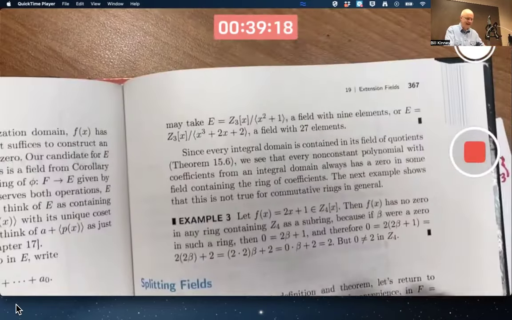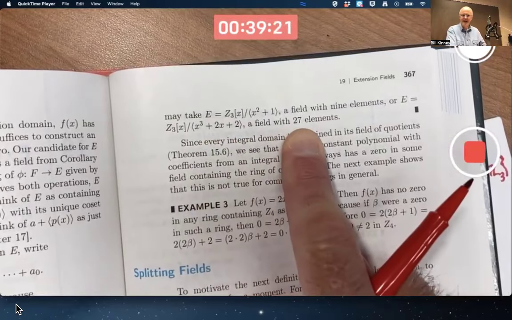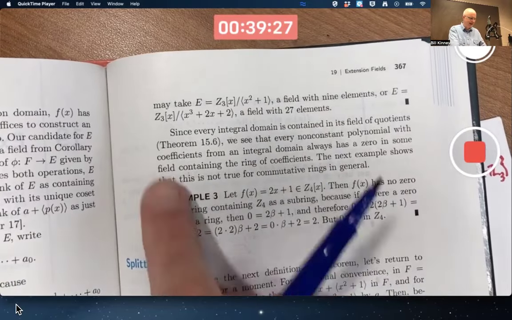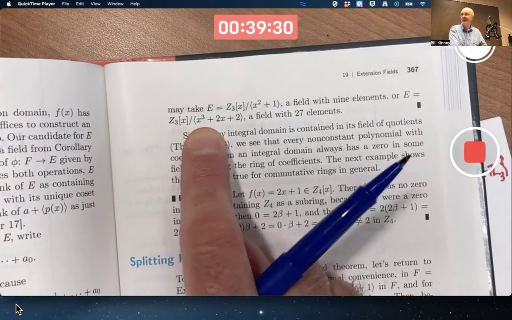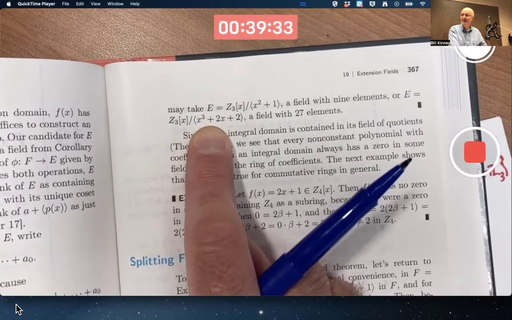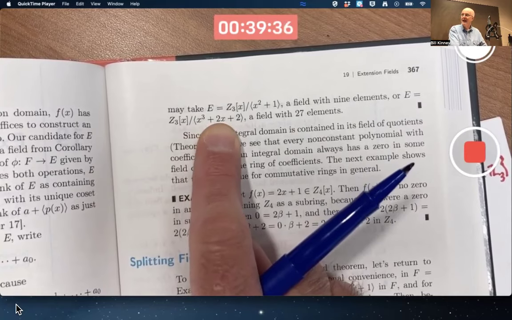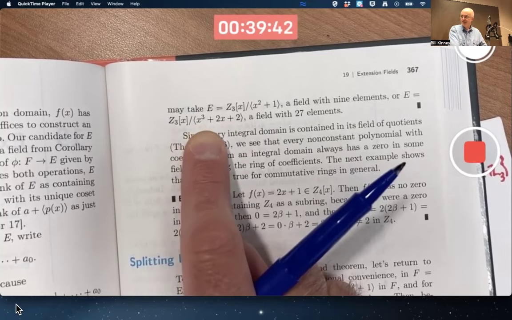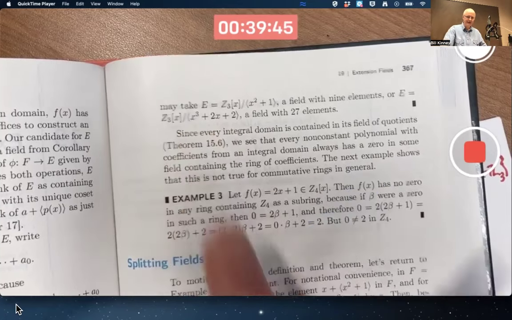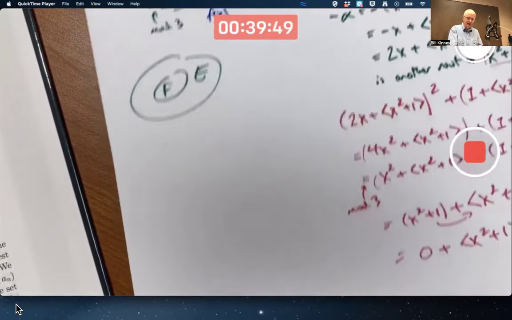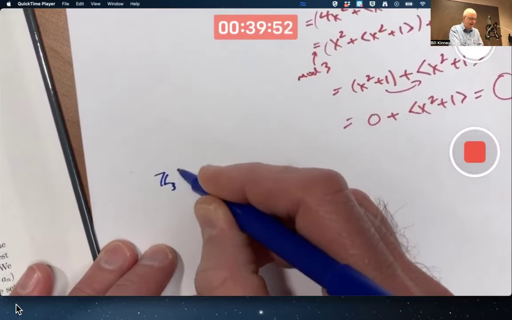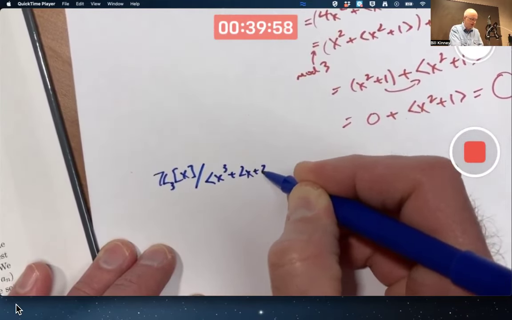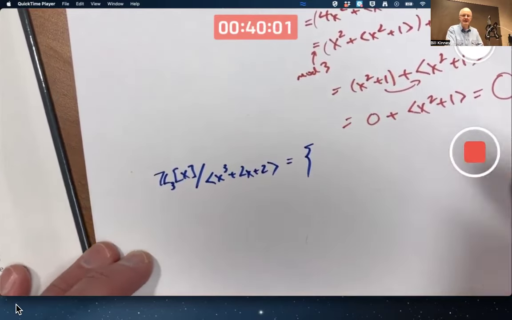We also could take this to be an extension field, and it's got 27 elements. Why does that have 27 elements? So I'm taking that polynomial ring Z3x again and modding by another maximal ideal, forming a factor ring, because x cubed plus 2x plus 2 is irreducible over Z3. And therefore, this must be not just a ring, but a field. Why does it have 27 elements? So we're talking about Z3x mod the maximal ideal generated by x cubed plus 2x plus 2. What do the elements of that look like? They are cosets once again.